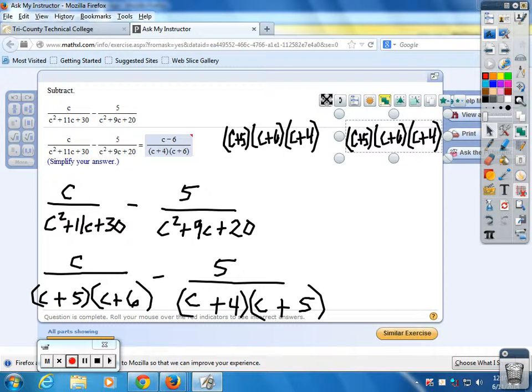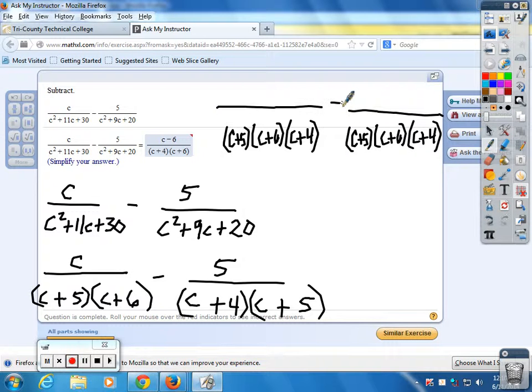Y'all like that? There we go. Why am I changing this negative to a red negative? Because it's going to make life hard on you if you don't.